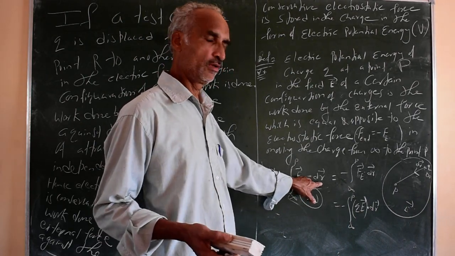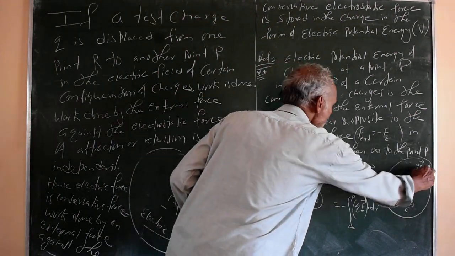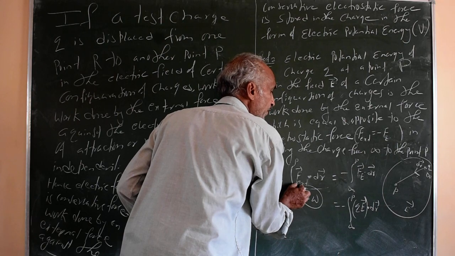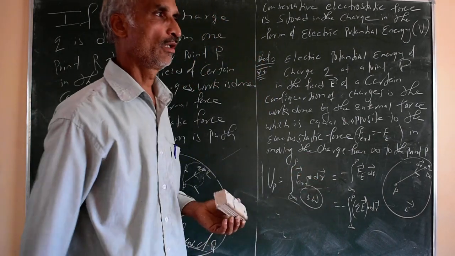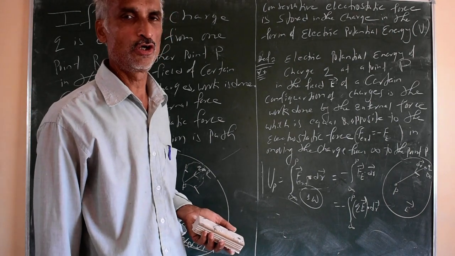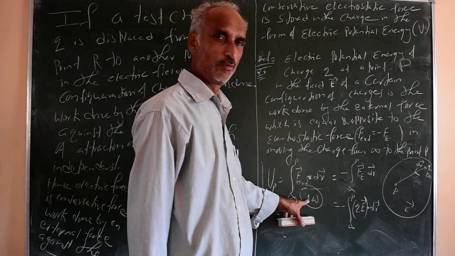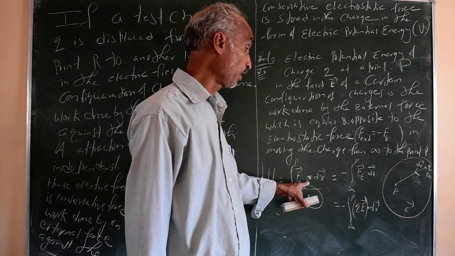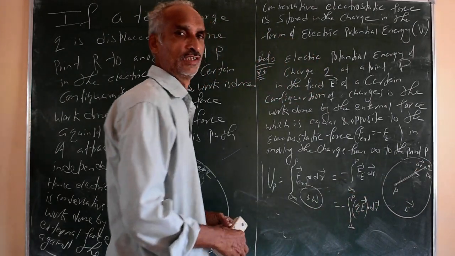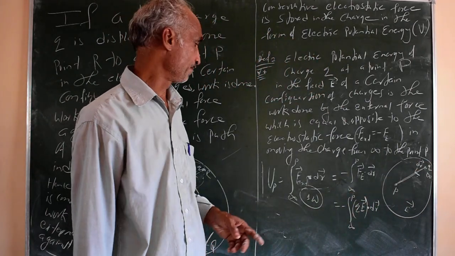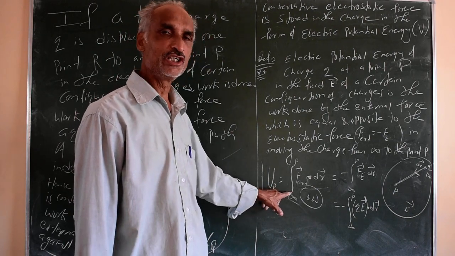What is the work done formula? Force into displacement. When the charge is displaced by a small displacement dr bar, then the work done will be F external dot dr bar. This is the dot product, because W is equal to F bar dot S bar. So for a small displacement, there is a small work delta W. If all small work done is added for the entire path from infinity to P, then the total work done will be taken by the integration formula.